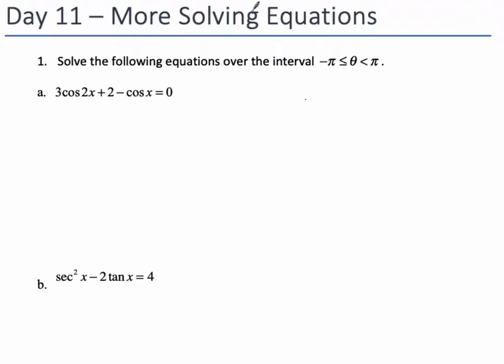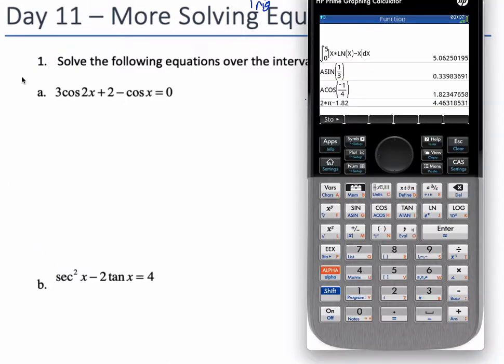Today we're solving some more trig equations, some with GDC and some using identities. Okay, so let's look at number 1b. We can use an identity here to simplify and you get a quadratic and all that stuff, but we're going to do this one with a GDC. So let's make sure you're in radian mode first of all.